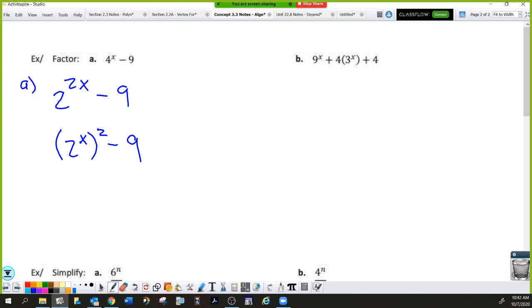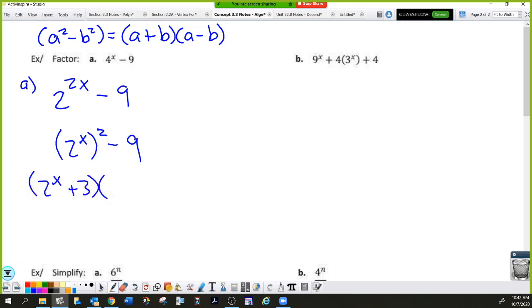And just to remind you, a squared minus b squared is equal to a plus b times a minus b, something we learned about in Algebra 1. This time, a happens to be 2 to the x, and b is 3. Like that. That's what it factors to.